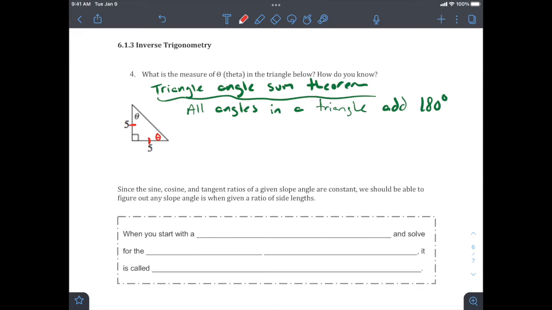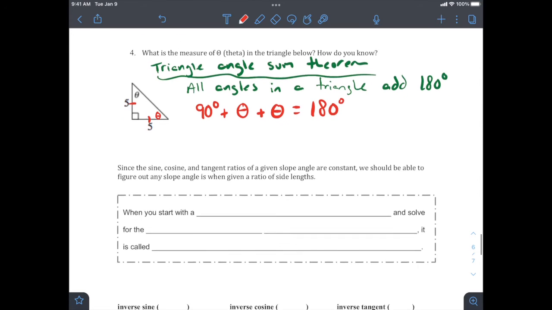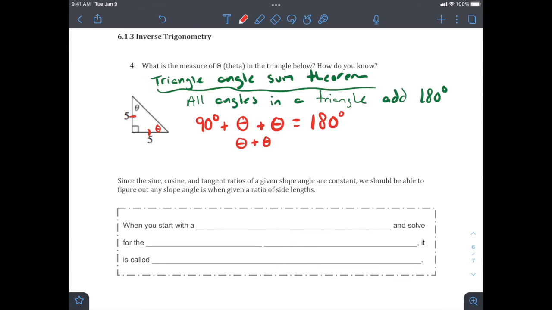So I'm going to take these three angles and add them up, and we know that they have to add up to 180. Our right angle is 90 degrees, plus whatever our theta is, plus the other theta, has to equal 180. What we can do is combine our like terms and solve for theta. We can subtract 90 from both sides, so theta plus theta has to equal 180 minus 90, which is 90 degrees.